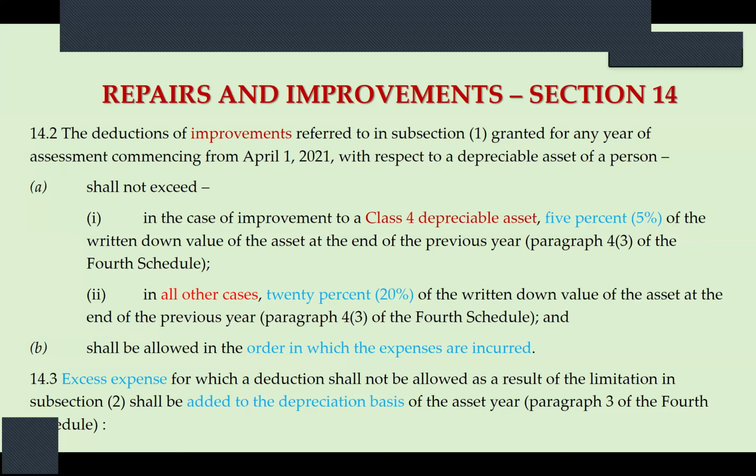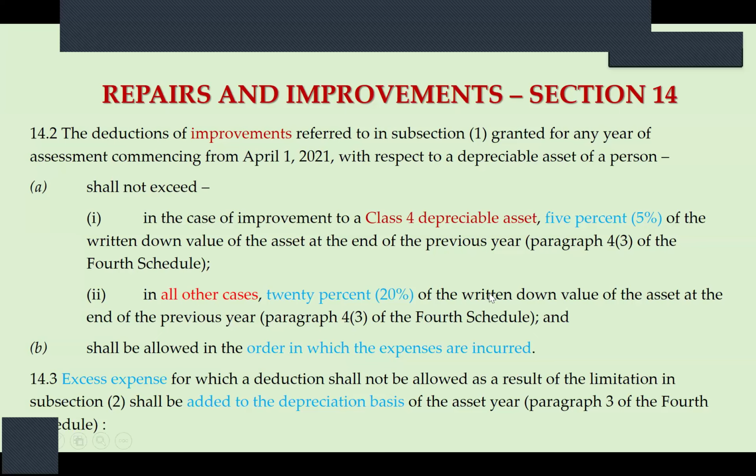Other than class 4 means all other assets. It can be a vehicle, furniture and fittings, machinery, a computer, it can be anything, any depreciable asset. Then we have to multiply it by 20% to calculate the allowable value. That means 20% of what? 20% of the written down value of the asset.